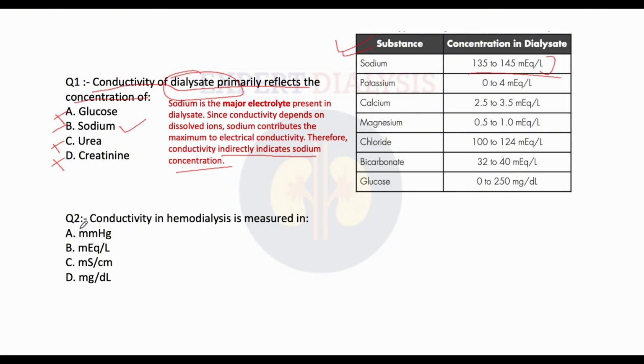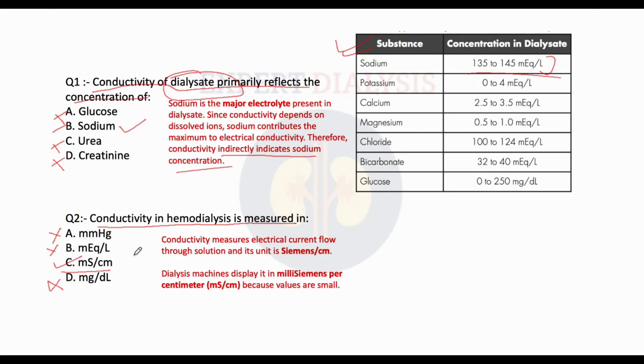Moving ahead to the second question, it says conductivity in hemodialysis is measured in. So we have to tell the unit of measuring conductivity. Is it mmHg? No. Is it milliequivalent per liter? No. Is it millisiemens per centimeter? Yes. Is it mg per deciliter? No. So the right answer is millisiemens per centimeter.